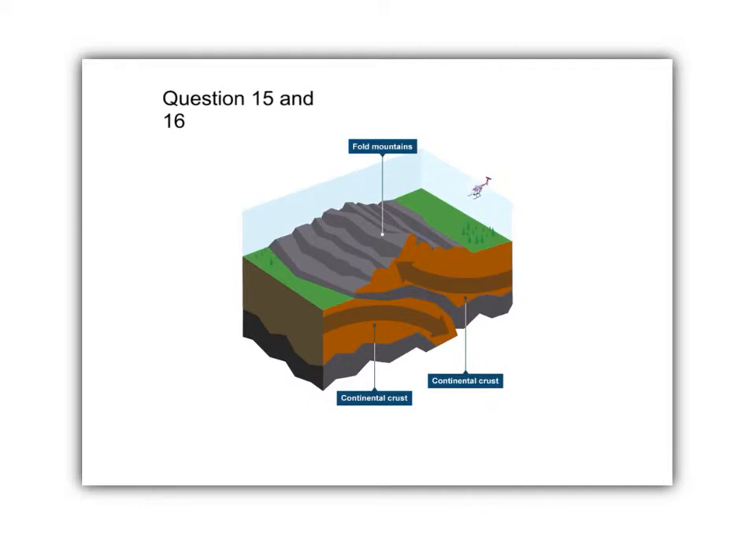Alright, here's question 15 and 16. Which stress forms folded mountains, and folded mountains form at what type of boundaries? As you can see here, we have our folded mountains right here in the middle. We have two plates coming into each other, so when they come into each other, that is a convergent boundary, and also that's compressional stress. Two similar things, and that's how our folded mountains are formed.